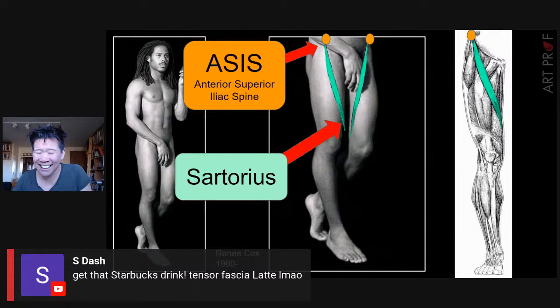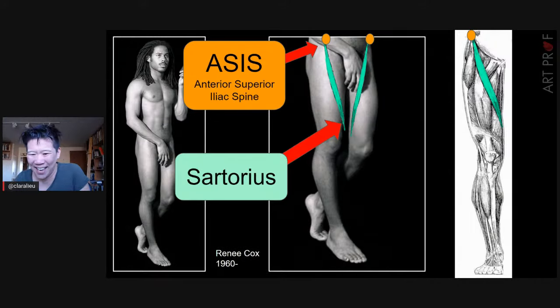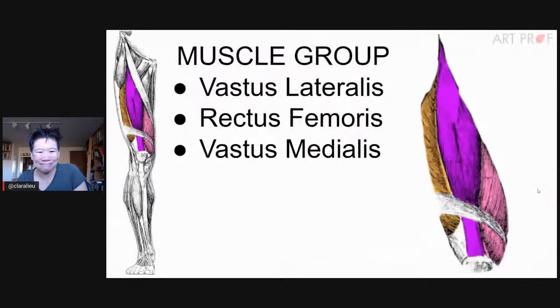Stash says, get that Starbucks drink, Tensor Fasciae Latae. I love that. Awesome. Okay, let's talk about that little muscle clique. They think they're so cool. I mean, they're fine. They're helpful. But just because you're close together and hang out all the time doesn't make you better than any of us.